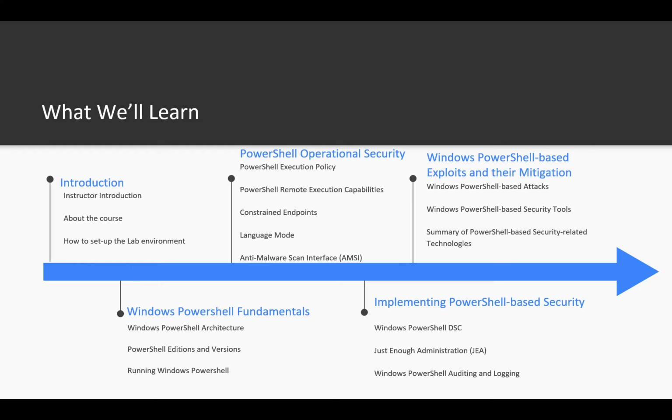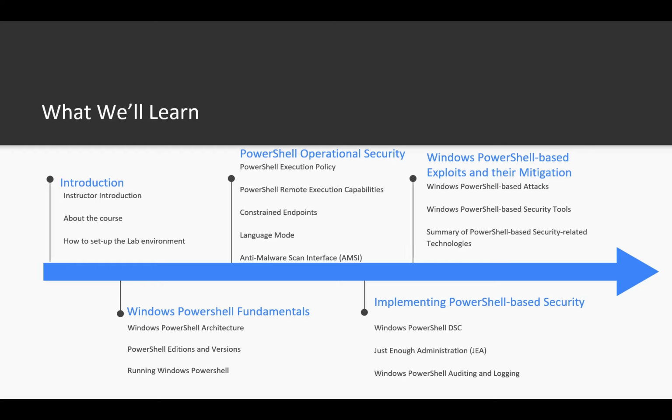Now, the second section will be called Windows PowerShell Fundamentals, and here we'll discuss the Windows PowerShell architecture, the PowerShell editions and versions, and actually running Windows PowerShell. Then, in the third section, we'll discuss PowerShell operational security, and here we'll go through topics like PowerShell execution policy, PowerShell remote execution capabilities, constrained endpoints, language mode, and the Antimalware Scan Interface.